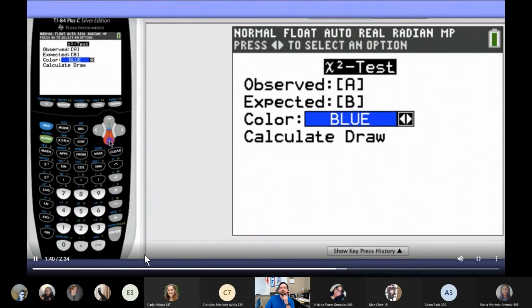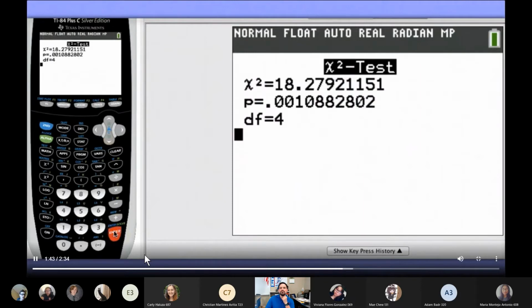Color is blue, and we'll come down here to calculate. Our chi-square test statistic is about 18.3, and our p-value is 0.001. This means we have a statistically significant result. So we would conclude that there is a difference in the true distributions of entrees ordered when the different types of music are being played.